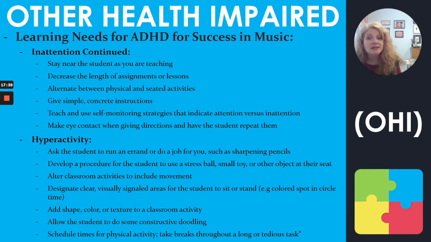Designate clear, visually signaled areas for the student to sit or stand. Add shape or color. Allow doodling. Schedule times for physical activity. Take breaks throughout a long or tedious task.